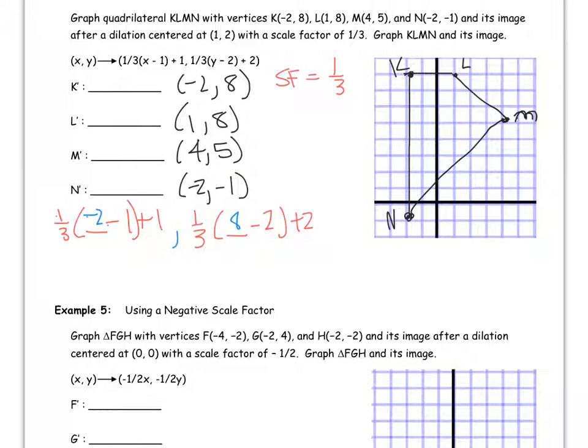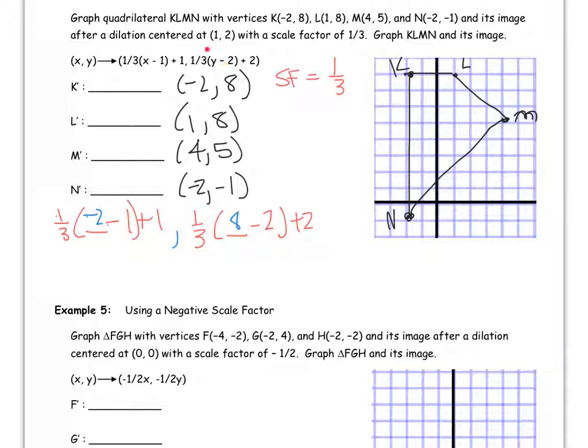Now let's look at an example where our dilation is centered at a point other than the origin. Notice I already have a quadrilateral KLM graphed, so please make sure that you do that. We're going to graph the image after we do this dilation at the center of (1, 2) with a scale factor of 1/3. Automatically, based on the scale factor, I know that this figure is going to be reduced or shrunk, because the scale factor is a proper fraction.